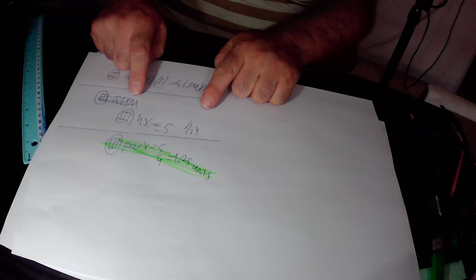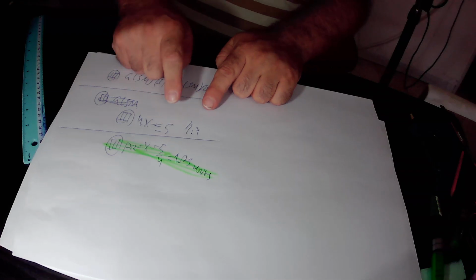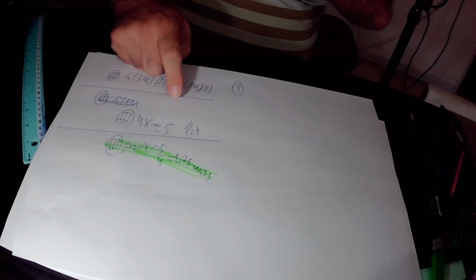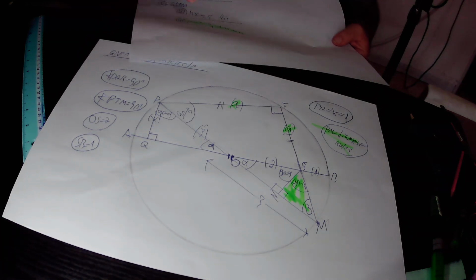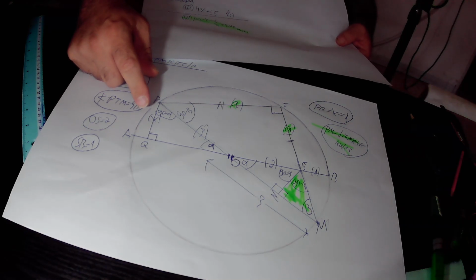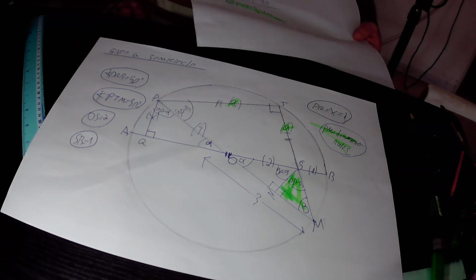Here we divide equation 3 by 4, and find that x equals 5 quarters, or in terms of numbers, 1.25 units. So we found that the length of this line segment PQ equals x. It equals 5 quarters units in length, or in terms of numbers, PQ, which equals x, is 1.25 units in length. Okay, thank you very much.